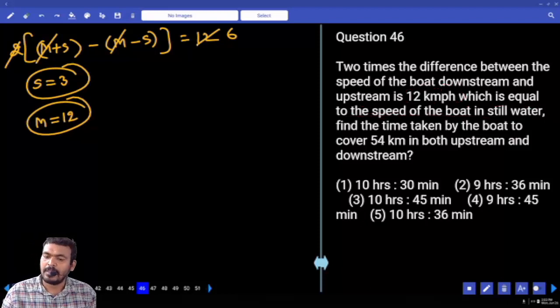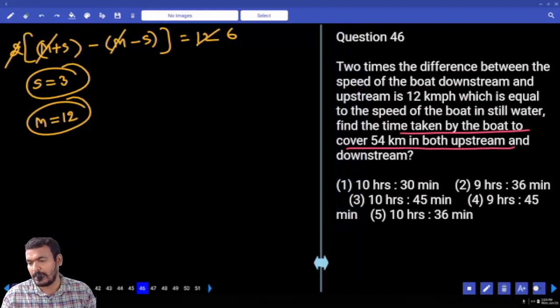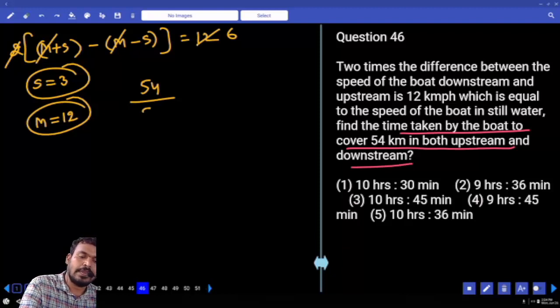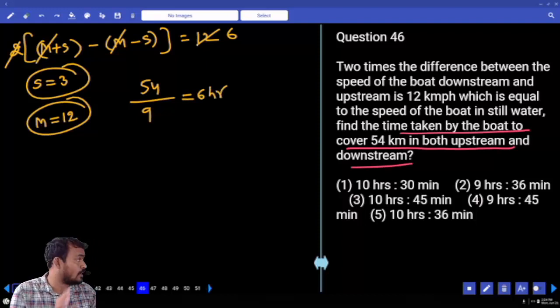What is the next line? Find the time taken by the boat to cover 54 kilometers in both upstream and downstream. First of all, we need to identify upstream time. What is the upstream distance? 54. What is the upstream speed? 12 minus 3, 9. 54 by 9. How many hours? 6 hours. It is which time?